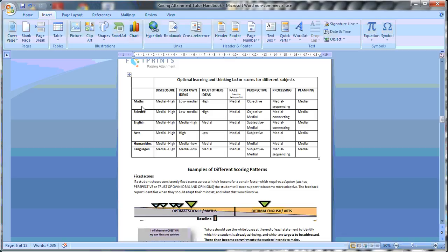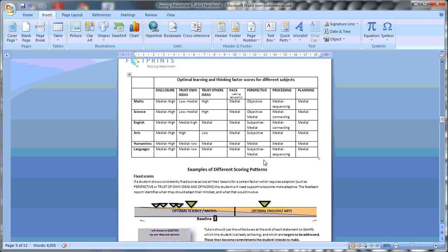So in maths, for example, a high trust of others is an optimal score, whereas in the arts, a low trust of others is an optimal score. So we see that there is some subject specificity in terms of the optimal scores for these 7 different factors. They're not all the same for each subject.